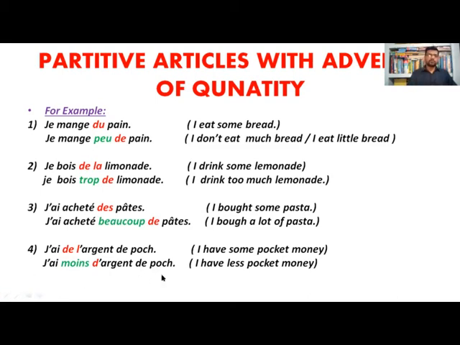J'ai moins d'argent de poche. Moins is less, d'argent is the money, de poche is used for the pocket. For pocket we use the preposition de here as well. So, j'ai moins d'argent de poche. I have less pocket money. So these are some examples of the partitive article with adverbs of quantity, you understand.